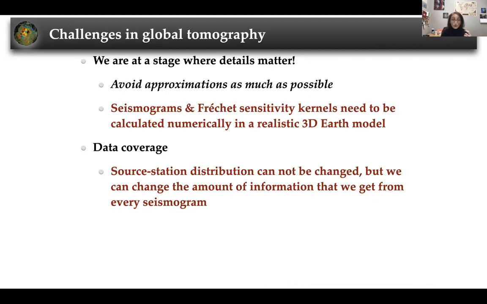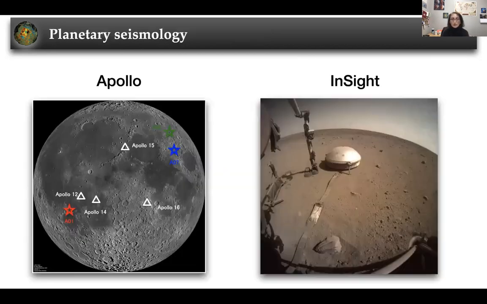So actually, as a global seismologist, I can complain forever about the lack of data or insufficient data, but actually we have a lot of data that we don't know how to deal with. So this is the big data challenge in seismology that we are facing nowadays. But on the other hand, on other planets, we have the opposite problem. We have a lack of data.